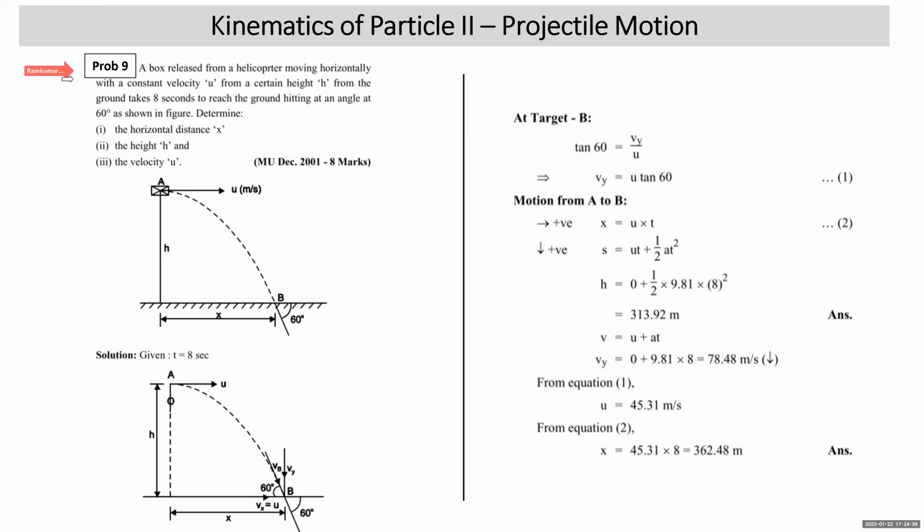We take next question number 9. This problem has also been asked in university examinations many times. The problem is on identical lines to what we learned in the previous sum, but the unknowns are different. A box released from a helicopter moving horizontally with a constant velocity u, from a certain height h from the ground, takes 8 seconds to reach the ground, hitting at an angle of 60 degrees as shown in the figure. Determine the horizontal distance x, height h, and velocity.